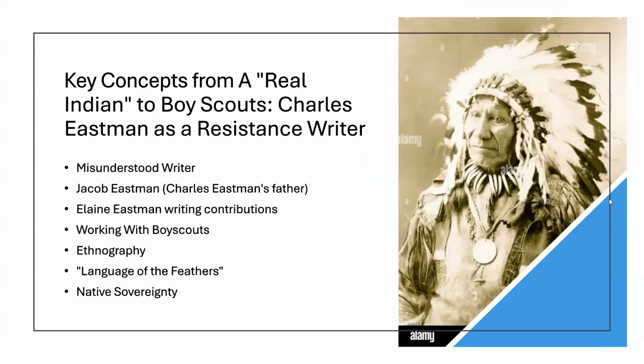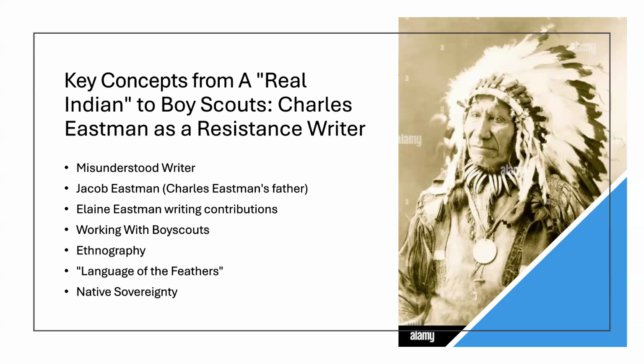The second work, as part of this author study, is a real Indian to Boy Scouts, Charles Eastman as a resistance writer. Kelsey mainly focuses in this text on the fact that Eastman is a misunderstood writer and that he's a resistance writer and stands against many of the acts of assimilation to a degree. Again, there's much speculation within this writing of Elaine's influence in Eastman's writing, whether they were entirely his ideas. This was evident in the fact that he stopped writing when he separated from Elaine in 1921.